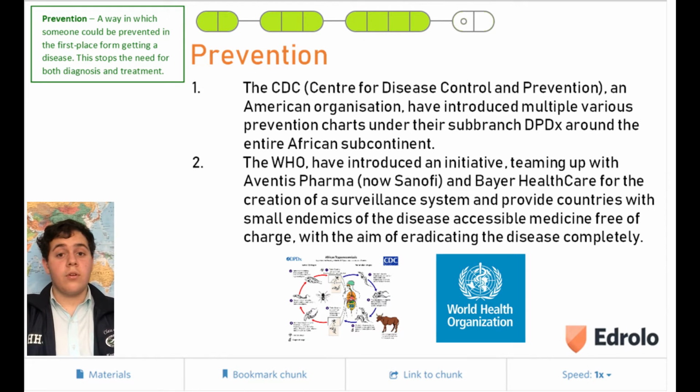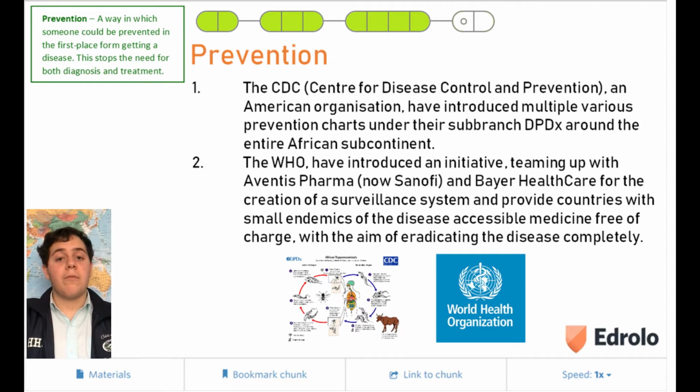The second aspect that has caused this major decrease in cases over the last years has to do with prevention. The CDC, or the Centers for Disease Control and Prevention in the US, has introduced multiple prevention charts around the whole African continent. As this promotes awareness, it also allows for greater diagnosis and hence not as much need for treatment. In addition, the World Health Organization, or WHO, has also introduced an initiative to completely eradicate the disease in Africa. Teaming up with Aventis Pharma, now Sanofi, and Bayer Healthcare for the creation of surveillance, they now provide some countries with small amounts of the medicine free of charge.